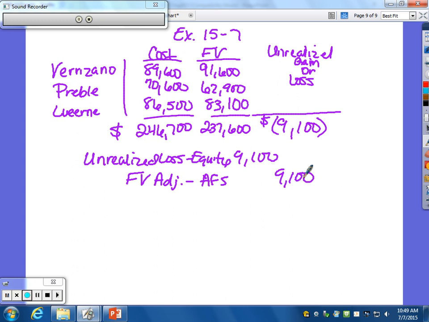Exercise 15-10. Prescript Company began operations in 2012. The cost and fair values for its long-term investments portfolio and available for sale security are shown below. Prepare Prescript's December 31st, 2013 adjusting entry to reflect any necessary fair value adjustments for these investments. So, two investments done, two different years, and we have the cost and we have the fair value.